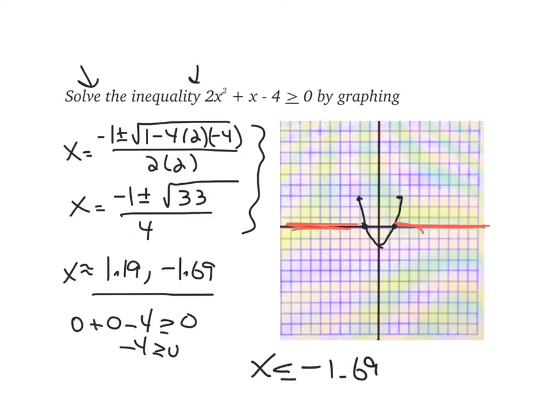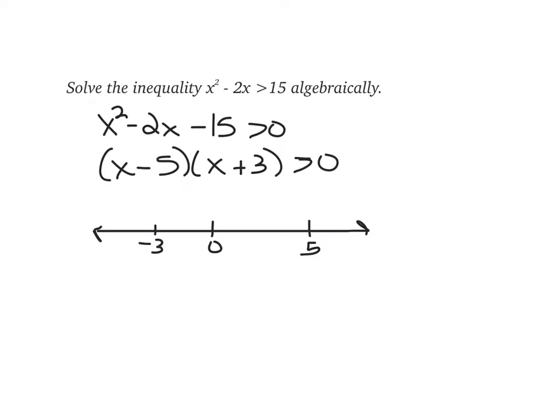-1.69, or also x is greater than or equal to 1.19. That's where I would have shaded. Greater than ends up being an "or." All right, this one says solve algebraically.